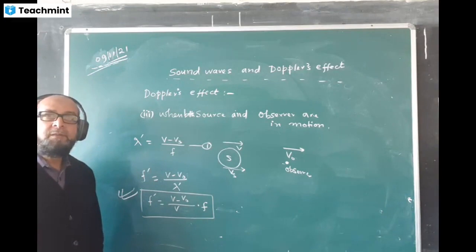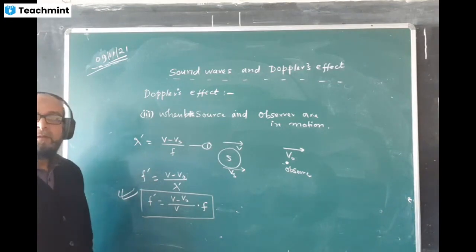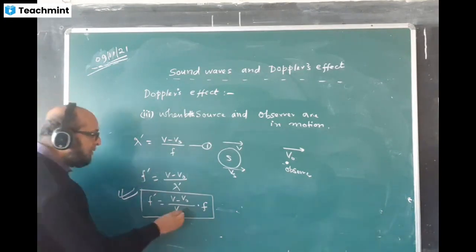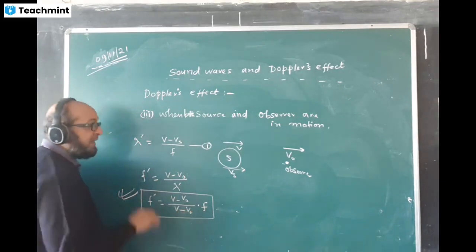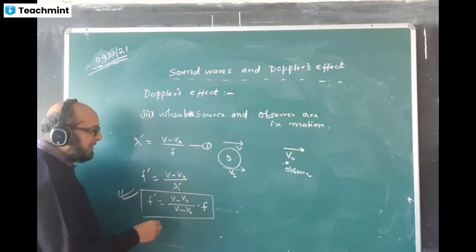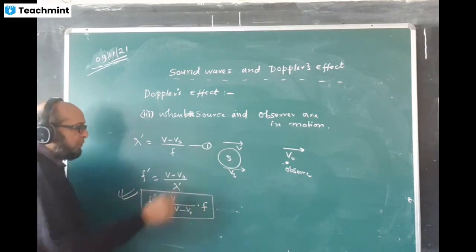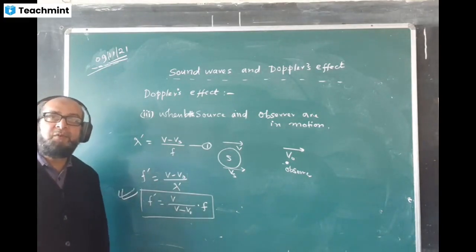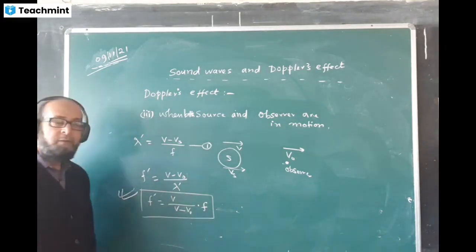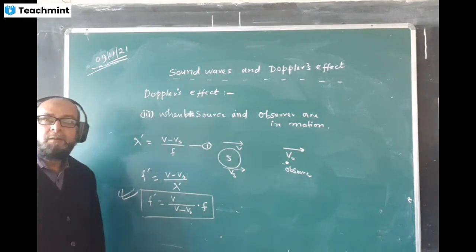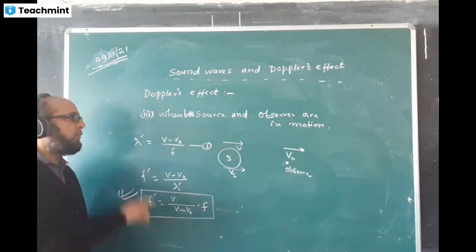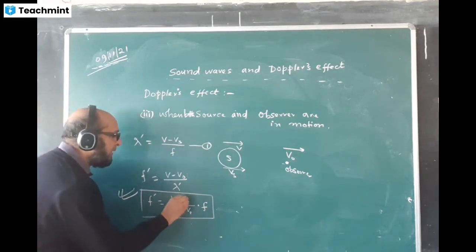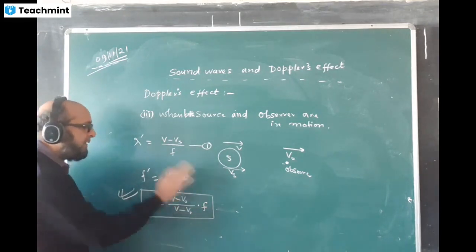Can you check case 1? Okay. Now, the second case, what happens? The observer is at rest. V naught is 0. See the formula. Check it with the second case. What formula have we got? Same formula, no? Yes or no? Okay. And when both of them are in motion, then the formula is what I got here: f dash equals V minus V naught by V minus Vs into f.